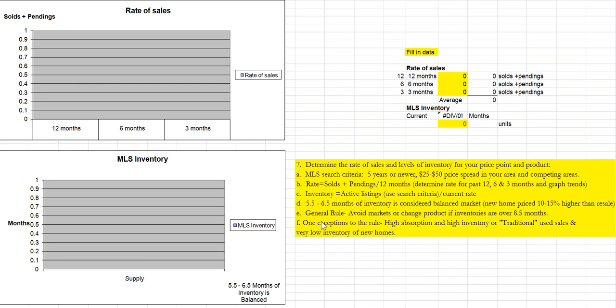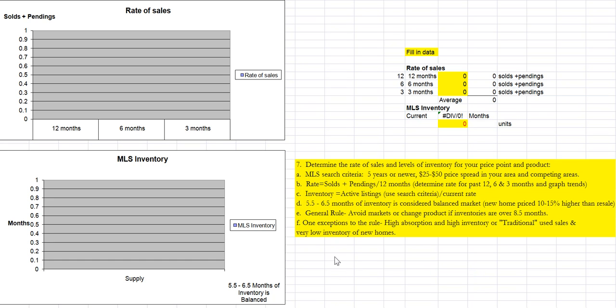And then I know that roughly 5.5 to 6.5 months of inventory is considered a balanced market, where neither the home builder or the home buyer is in control. At that point, I know as a home builder, I have about a 10 to 15% price premium over a used home. General rule: avoid markets or change product if inventories are over 8.5 months.